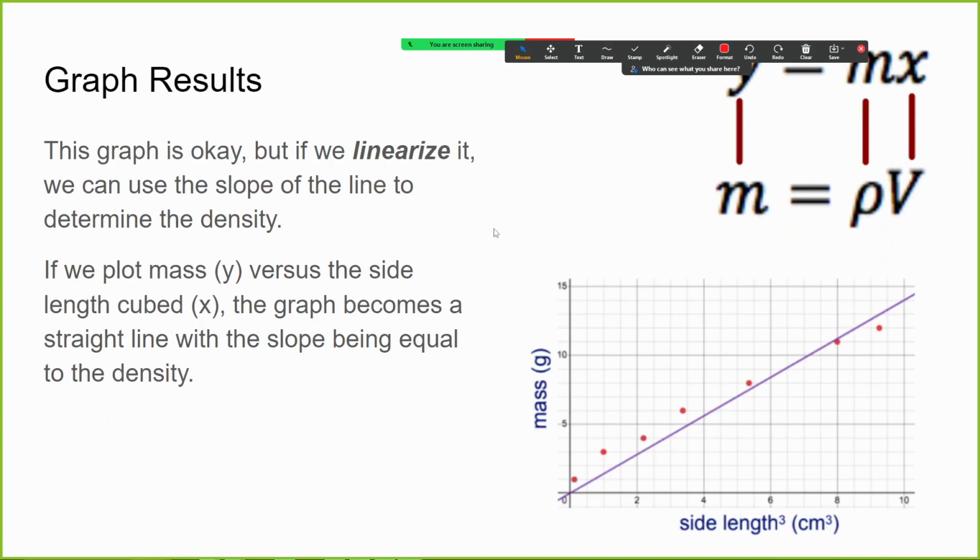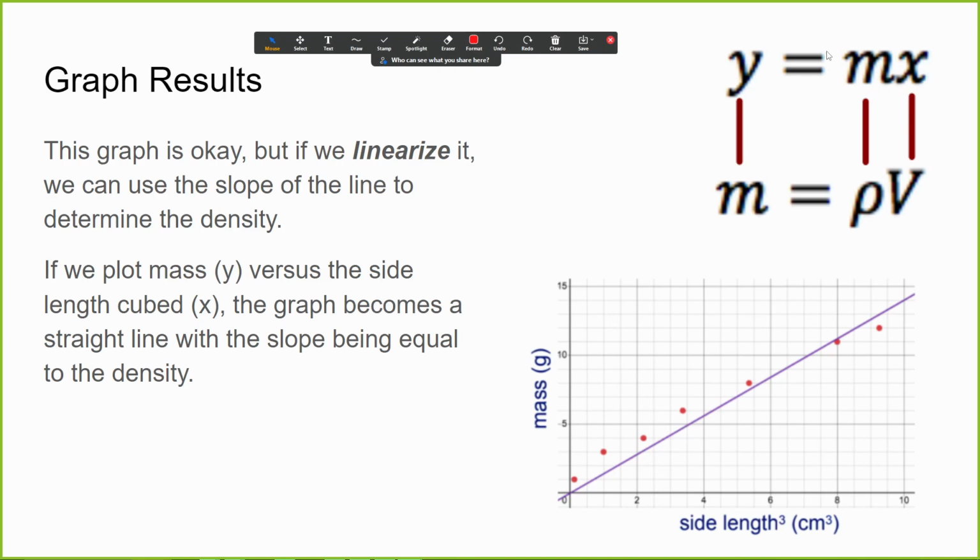So if I go on to the next part here, once again this graph is okay, but if we linearize it, we can use the slope of the line to determine density, as I showed you before. I'll move this out of the way so that you can see it. I know it's on your paper, and I did talk about it a bit on the last slide already. So if you plot the mass on the y-axis versus length cubed on the x-axis, that graph becomes a straight line with the slope being equal to the density. This is a much easier thing to figure out the density from, as we are very familiar with having linearized a bunch of data last year. Okay.